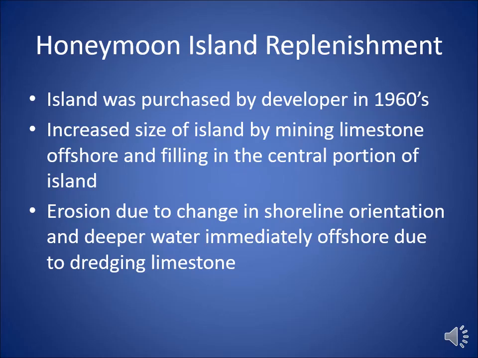Now, if we move up to the 1950s and into the early 1960s, there was a building boom along the east coast of the United States. And we began to develop coastal property at a very rapid pace. And we began to develop the barrier islands. People love living on the coast, and they love vacationing on the coast. And so developers began to buy up property on barrier islands and develop them. Honeymoon Island was purchased by a developer in the 1960s.